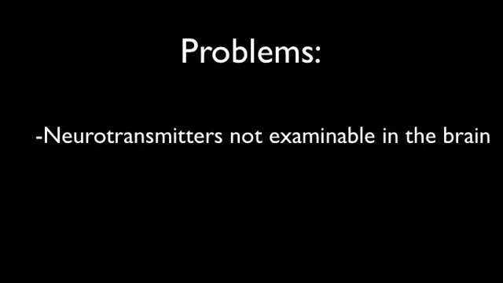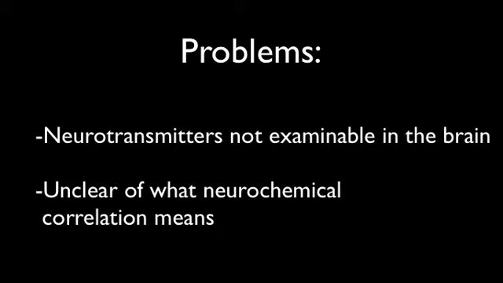While the theories of neurotransmission seem to make sense, they do have a couple of problems as well. One is that it is impossible to examine neurotransmission levels in the brain, only in the blood. Additionally, we aren't actually sure if strange levels of neurotransmitters cause mental disorders or are caused by mental disorders. So while we do see a correlation of the two, we aren't exactly sure what this correlation means.